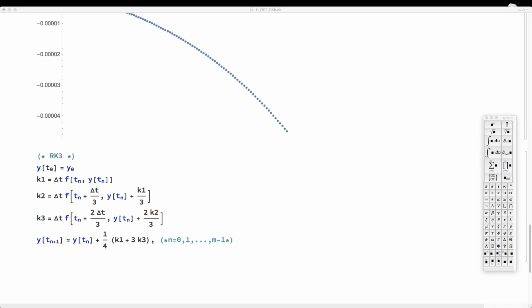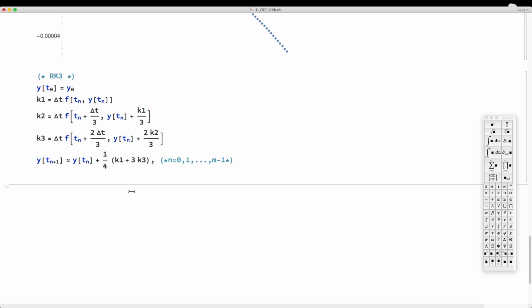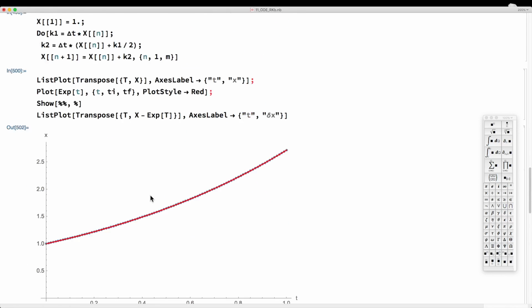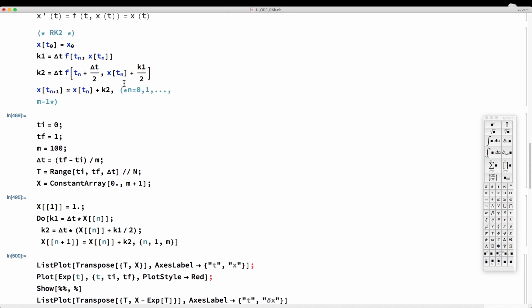So I'm not going to try Rk3. Instead, I'm going to move directly to the more popular method, which is Rk4. So that's a fourth order Runge-Kutta method. It involves one extra step compared to Rk3. So again, we have K1 and K2. Up to here, the method is the same as the Rk2 method that we just implemented right here. So the first two steps are identical.